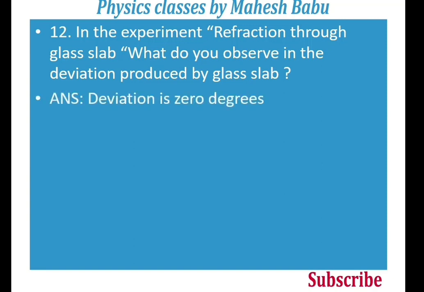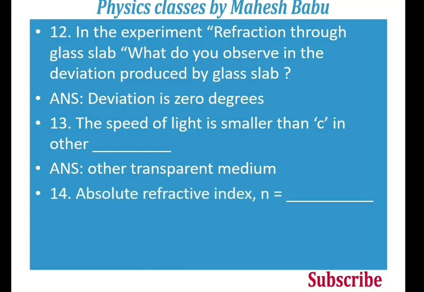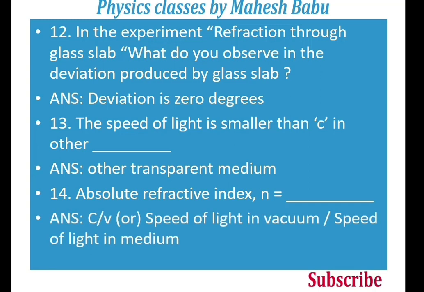Deviation is 0 degrees. The speed of light is smaller than c in other transparent media. In all other transparent media, the speed of light is smaller than c. c means speed of light in vacuum. Now the absolute refractive index n is equal to the speed of light in vacuum divided by the speed of light in the medium, or c by v. c means speed of light in vacuum, v means speed of light in any medium.